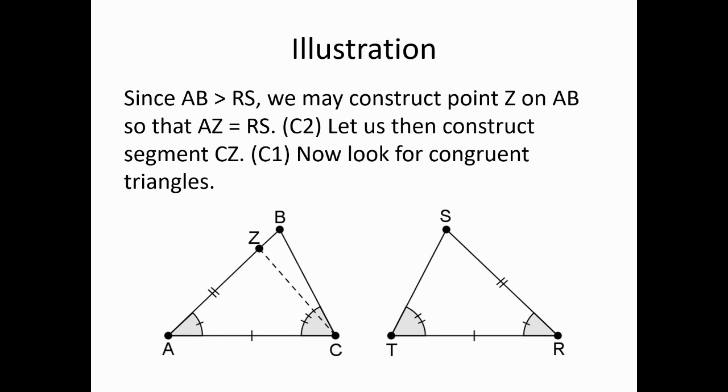So here's what this looks like. Okay, so we said that AB was greater than RS, so we may construct a point Z on AB so that AZ is equal to RS. So there it is. Okay, AB is greater, so I can pick out a part that is equal, and the part that is equal to RS is AZ. And now let us also construct the segment ZC, which of course we may do by construction rule C1. That's just, you've got 2 points, you can make the segment.